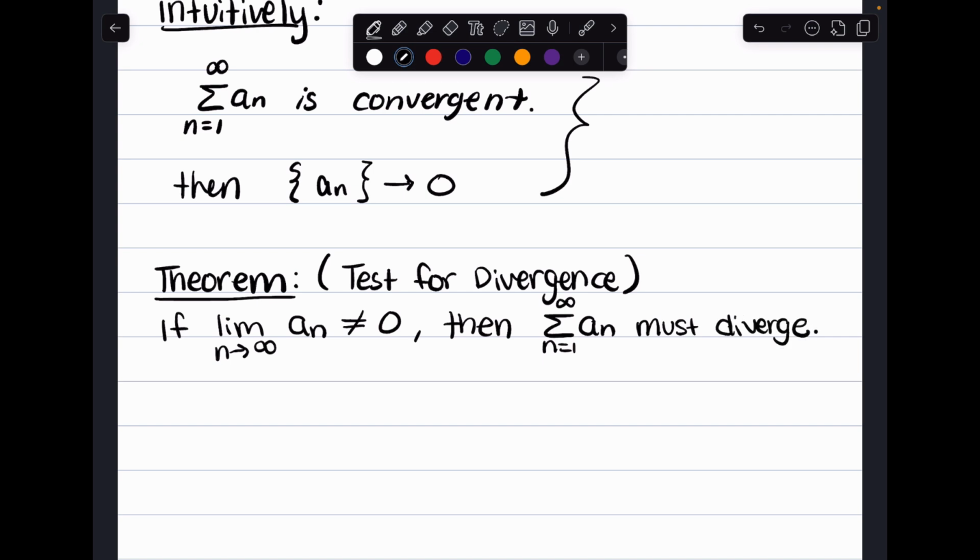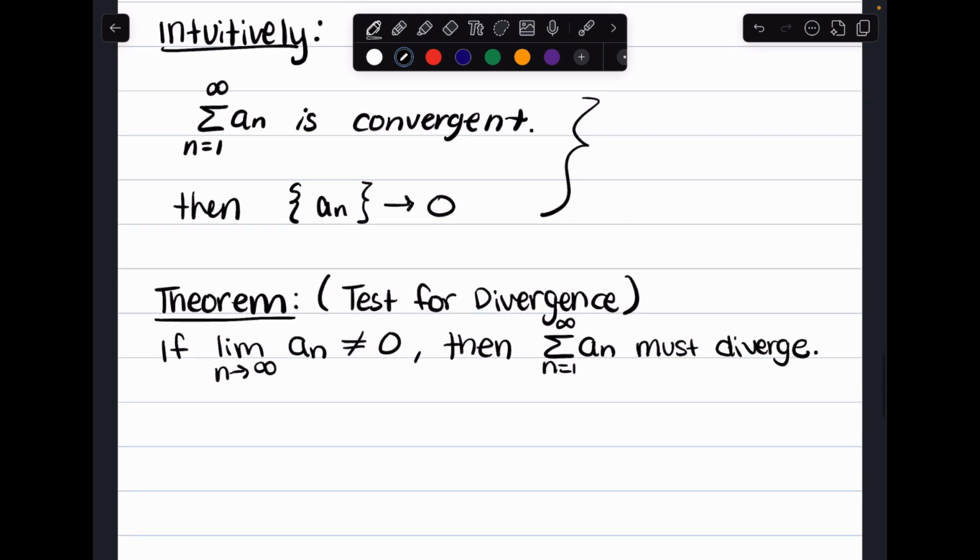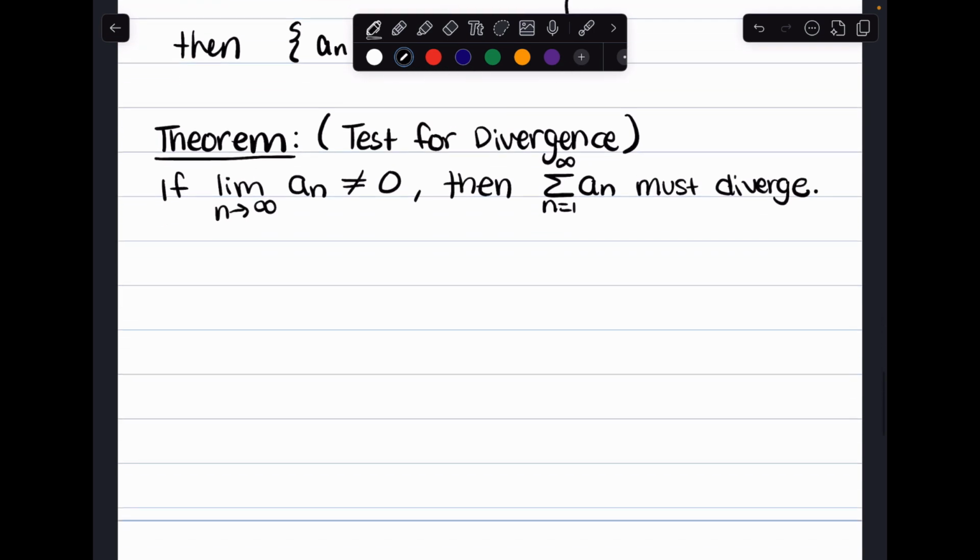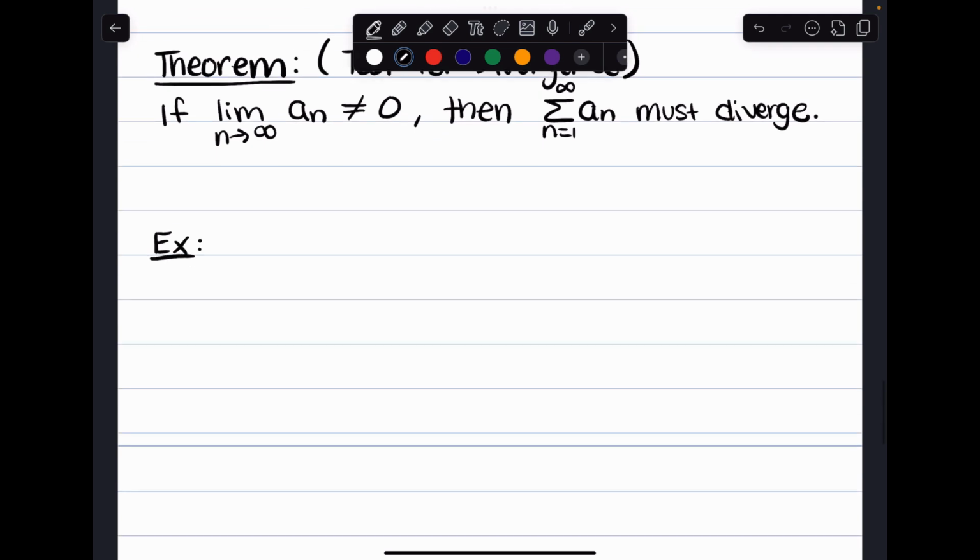And that's based on the same intuition that we had previously, that if we know that the series is convergent, then the sequence of our terms must go to 0. And this theorem is saying if the sequence of our terms that we're adding does not go to 0, then our series can't converge. It must diverge. So we'll use this in an example problem real quick.